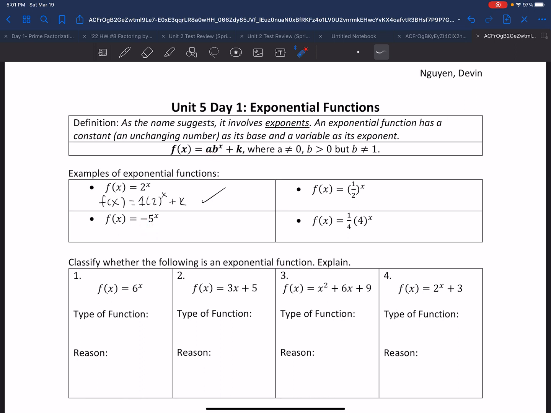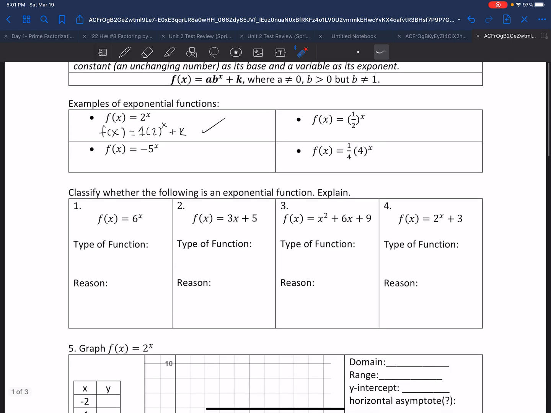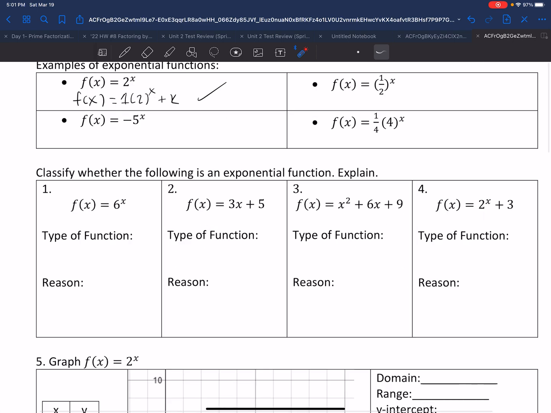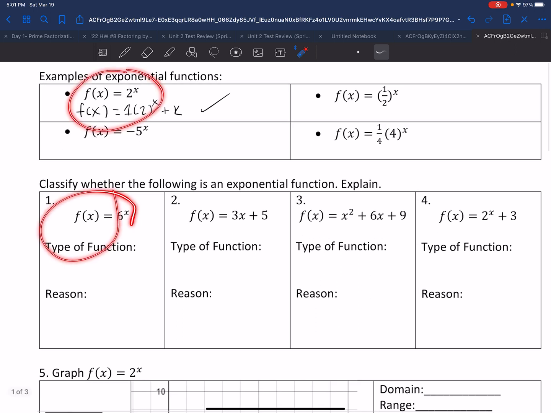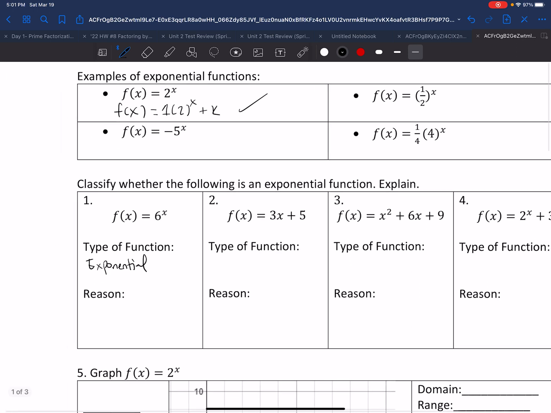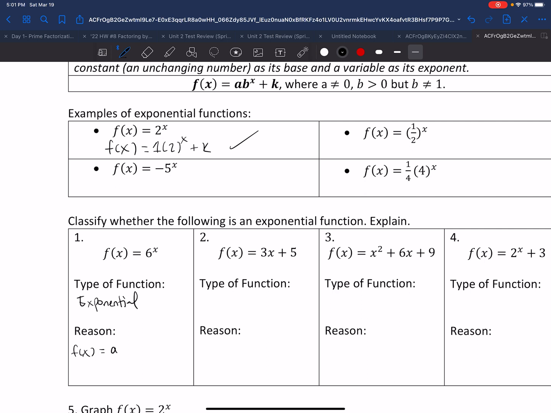So let's go ahead and classify exponential functions from 1 through 4. Number 1, automatically you can see that it's very similar to this one over here. So it is indeed an exponential function. So let's write exponential, because I can go ahead and rewrite this as f of x is equal to a times b to the x plus k. So that works.